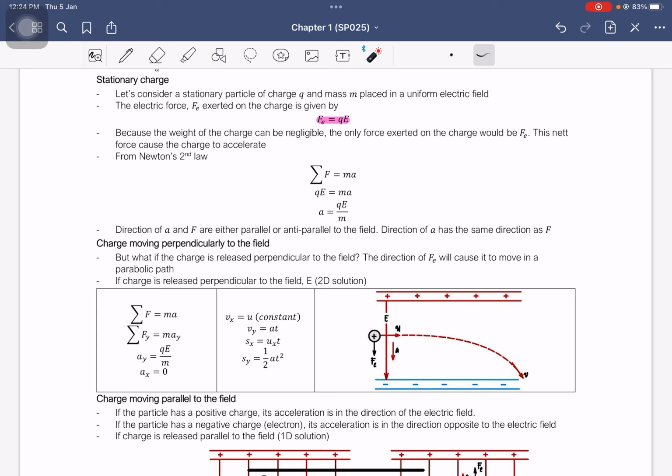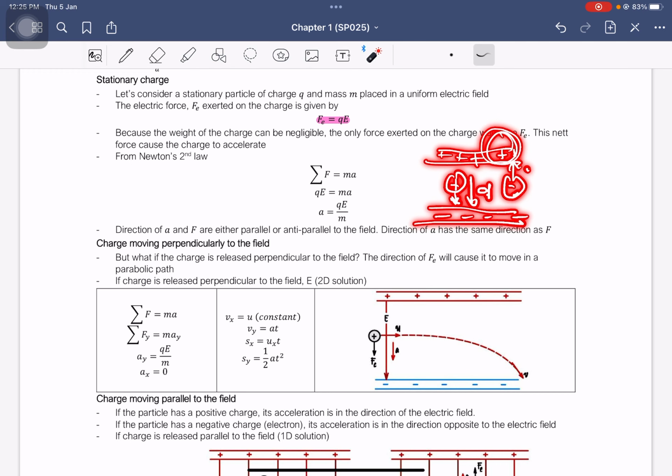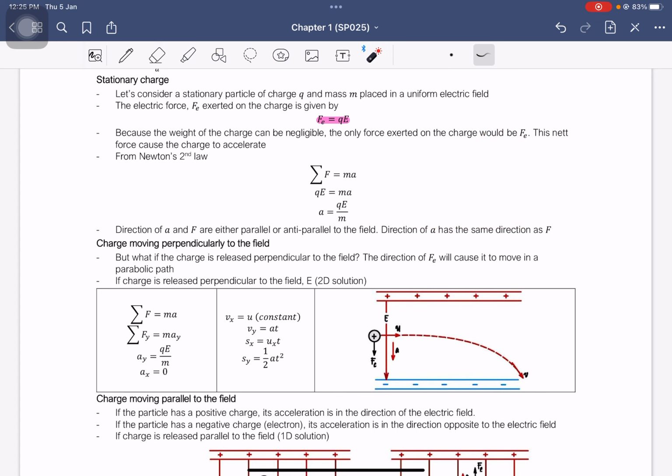Basically the picture is, this is the plate. If it's a positive charge, it will be attracted to the negative plate here. This is the acceleration. And then the electric force is here; for a negative charge, it's going to be up because it is attracted to the positive plate, and it will also point upwards. It will move upwards. So the direction of this acceleration and force can either be parallel or anti-parallel to the field, and the direction of acceleration will be the same as the electric force.